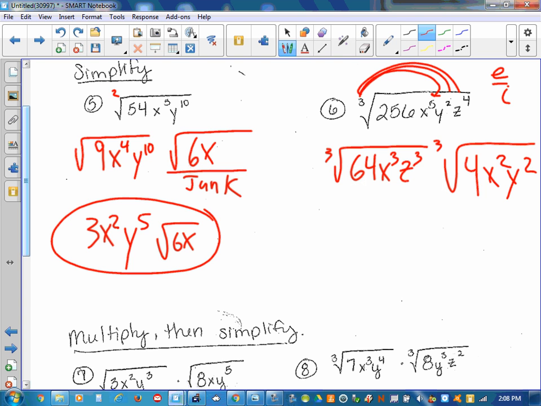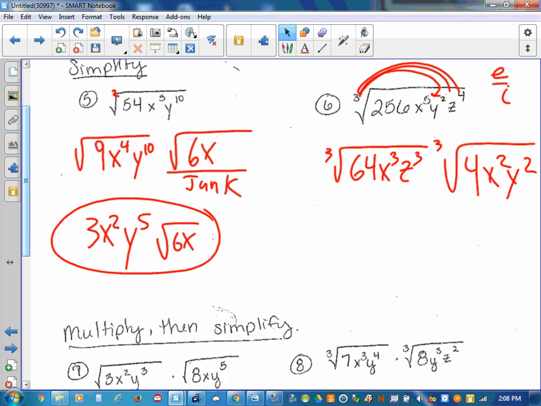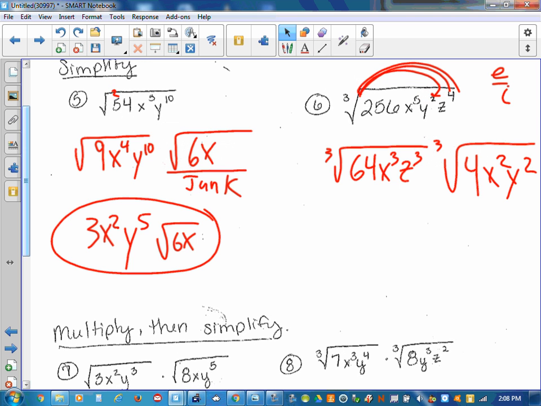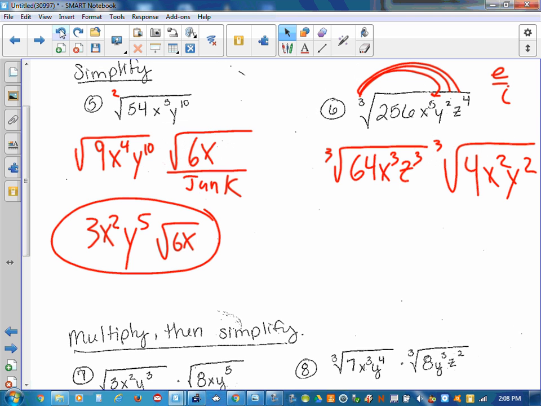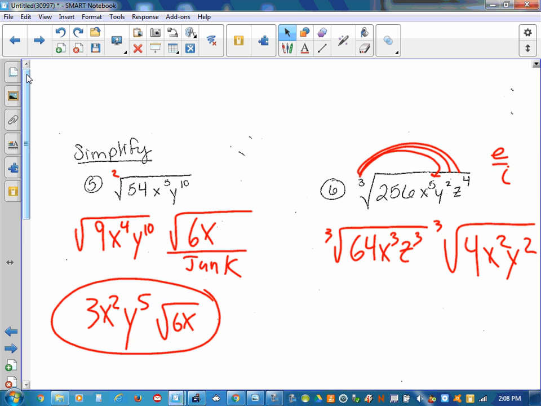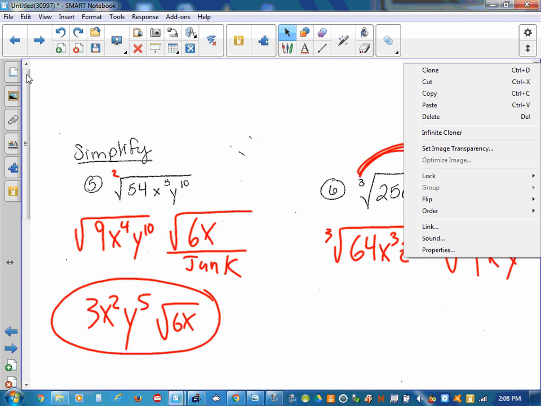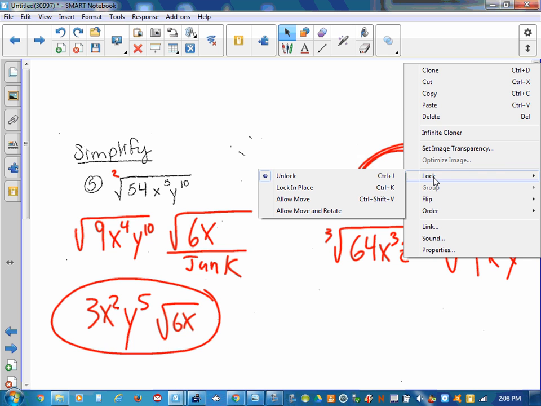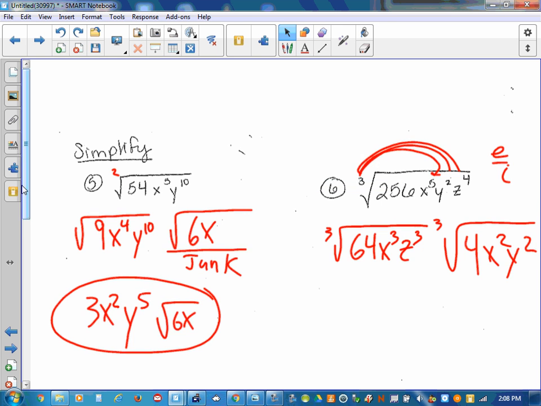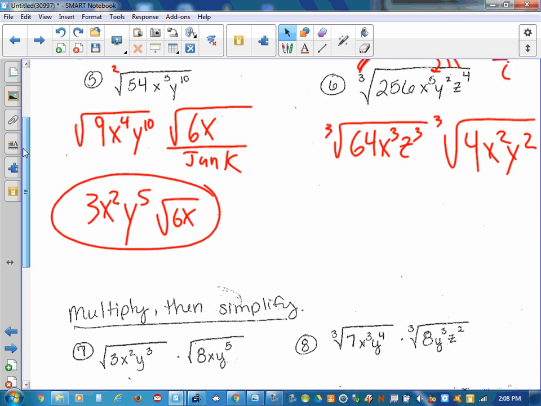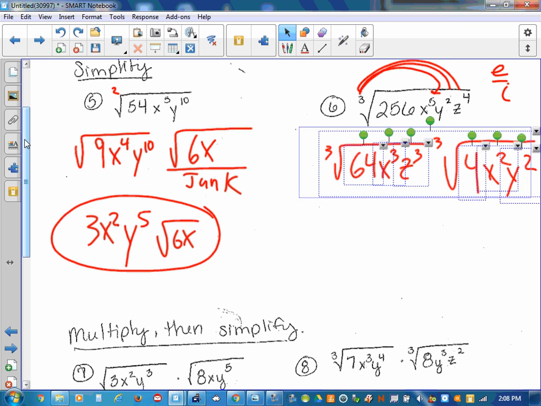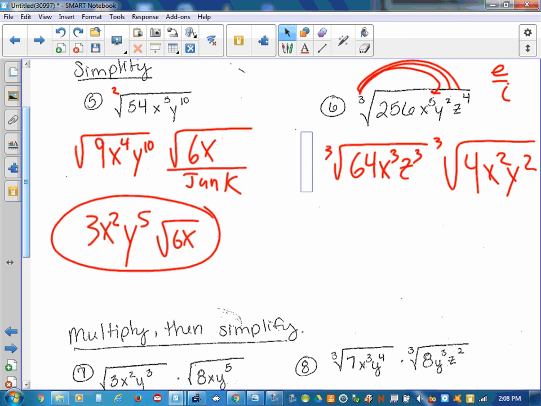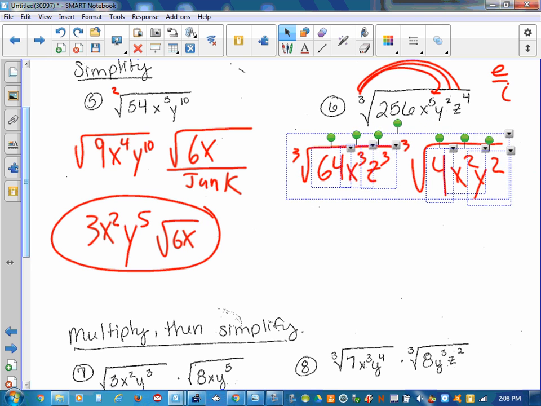Now I've run out of space, so whoops. Bring that back. Undo, undo, click here. I gotta lock this into place. So we go here and lock into place. Now I can grab this. Okay. So I'm going to slide. Whoops. Come on, smartboard. There we go.